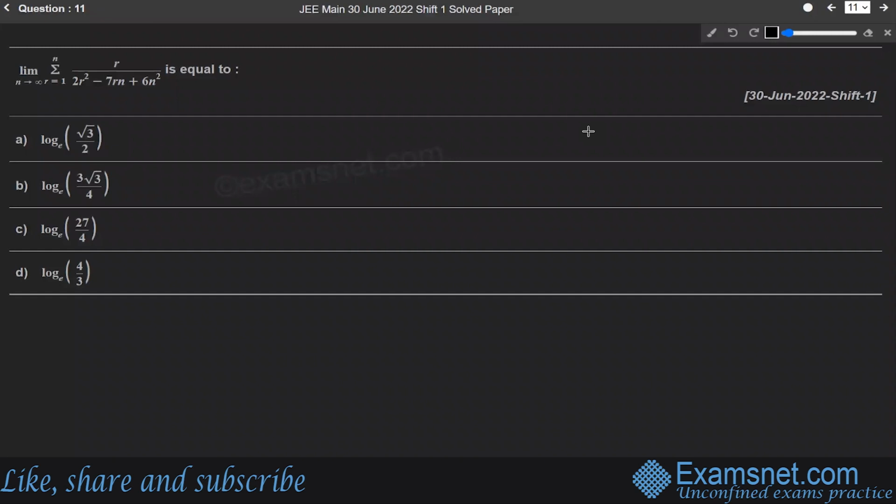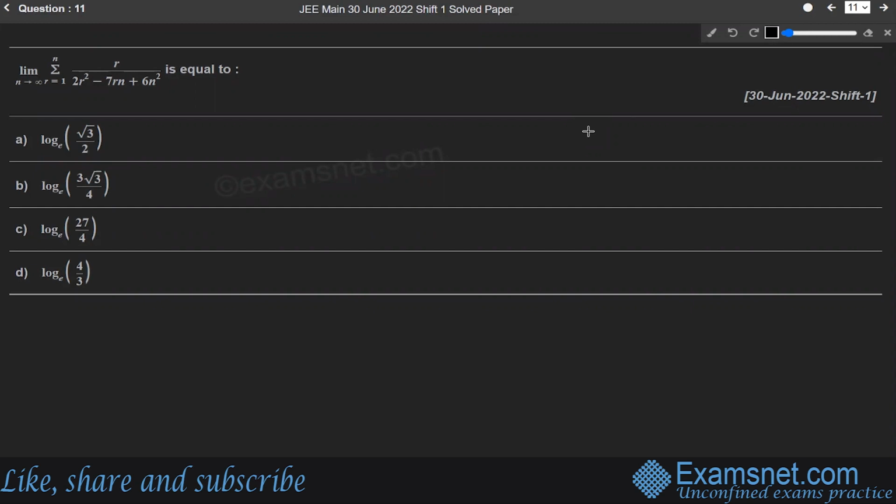Next question is limit n tends to infinity, summation of r is equal to 1 to n, r divided by 2r square minus 7rn plus 6n square is equal to. You can see that in the question we have limit plus summation, and we have to find the value of this expression.